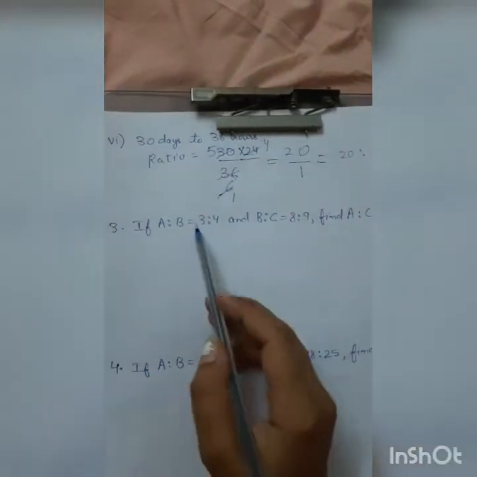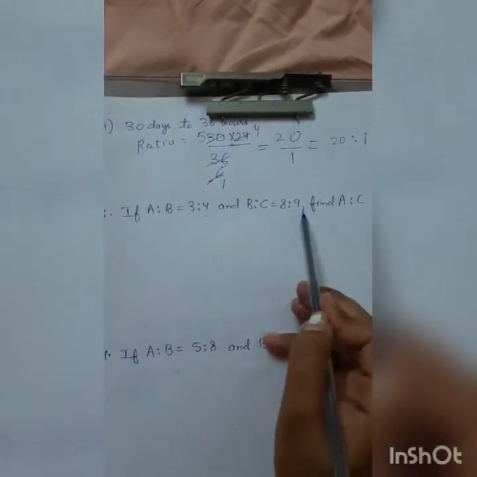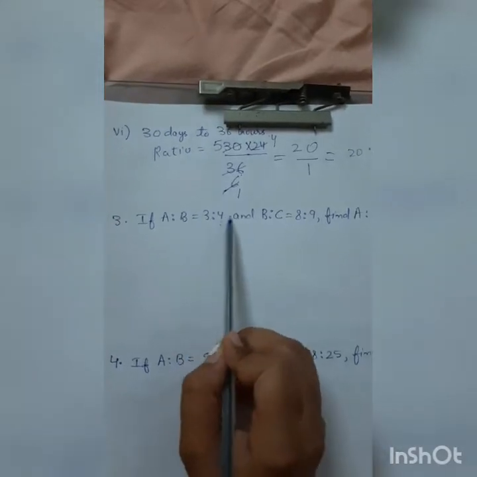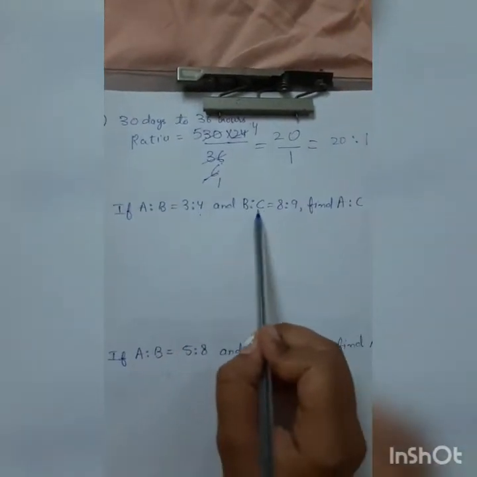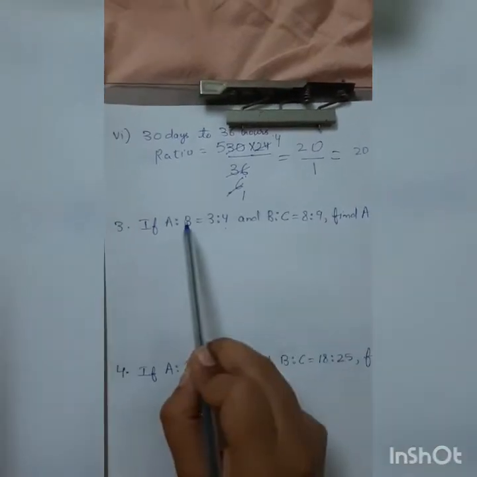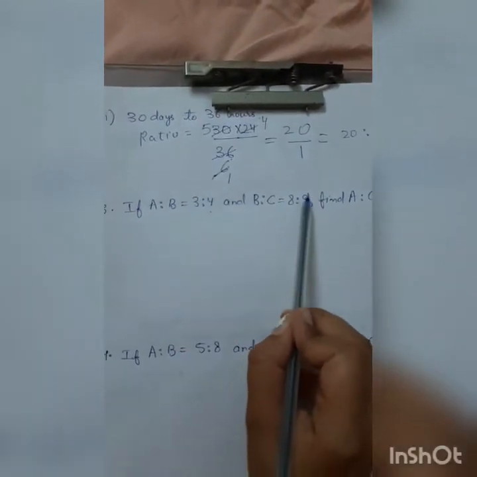Now let's look at question number 3. In the question, students, A is to B is 3 is to 4, B is to C is 8 is to 9. Find A is to C. इसका मीनिंग समझो. We are given two ratios. First ratio is A is to B 3 is to 4. Second ratio is B is to C 8 is to 9. A is to C they are asking. Don't think students that A is 3 and C is 9.